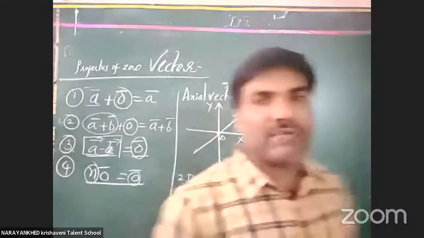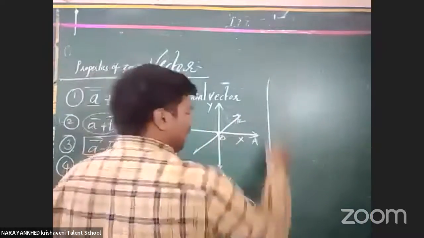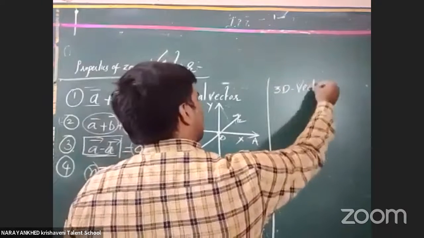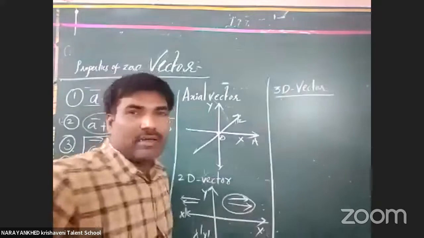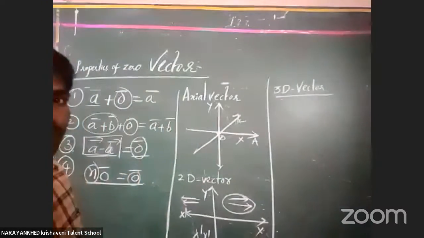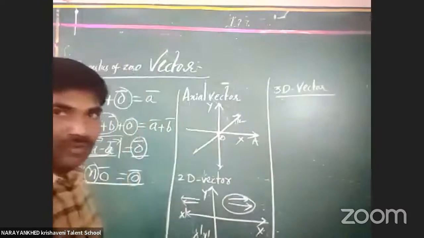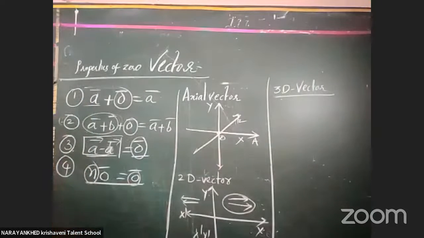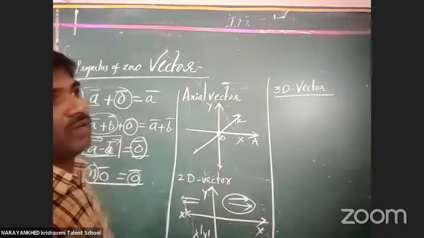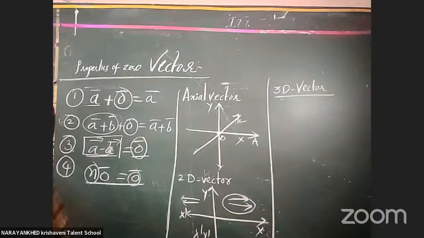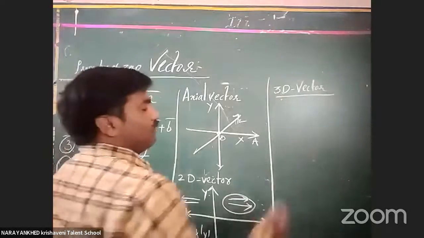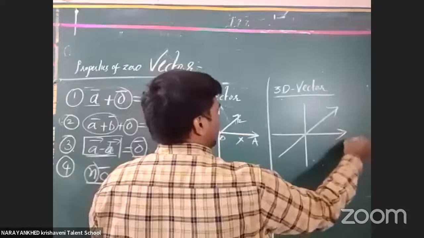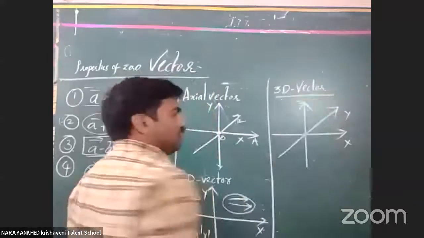Next one is the 3D vector. Which is called a 3D vector? The vector which belongs to the three axes. Here we consider three axes, not two. When we consider three axes, it becomes a 3D vector. There are three coordinate axes: x, y and z.